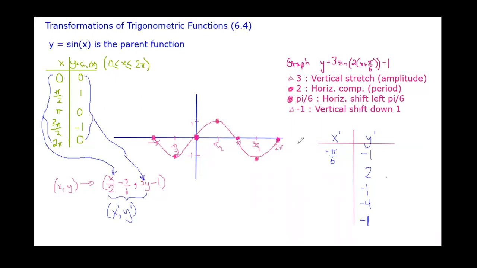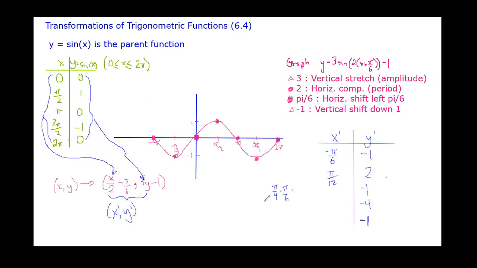Now the x values. I've got to divide pi by 2 by 2, which is now pi by 4. And then it's pi by 4 minus pi by 6. Putting that out of 12, it's 3 pi by 12 minus 2 pi by 12, so you get pi by 12. Did I do that one correctly?